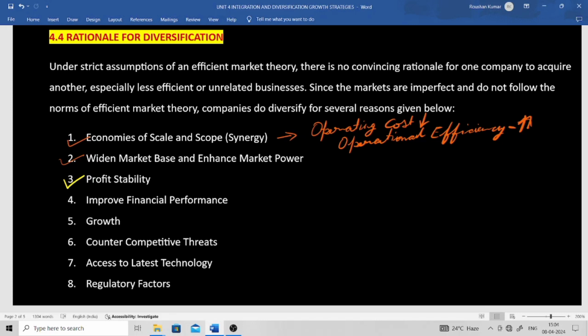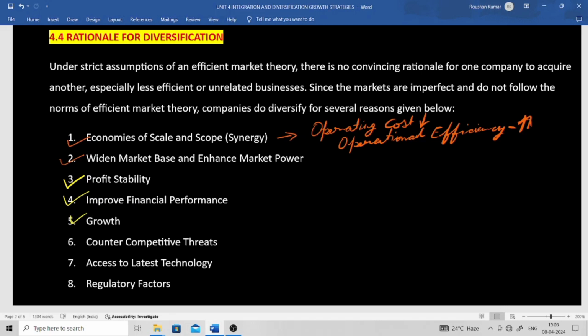Now next we have improve financial performance. Large firms generate cash that can be invested in other ventures also. So that is also the reason for diversification.